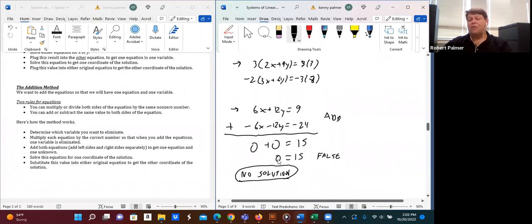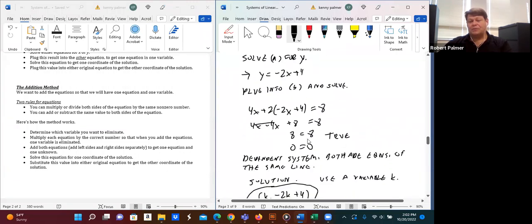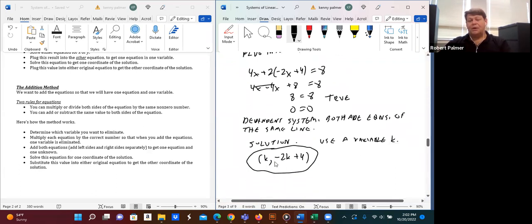Then also we saw that with either method, if you get a false statement where you have no variables left, such as 0 equals 15, which is always false, that means there's no solution. Then, if you get something that's always true, either 8 equals 8 or 0 equals 0, that means you have a dependent system. They're both equations of the same line, and you write your solution using k, or some dummy variable like k, solve one equation for y, and then make that result your y coordinate.